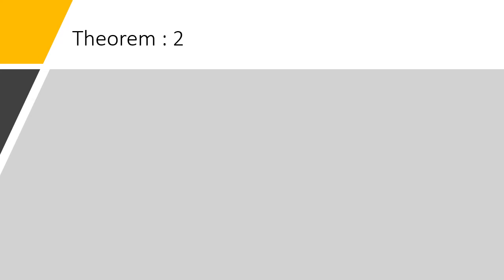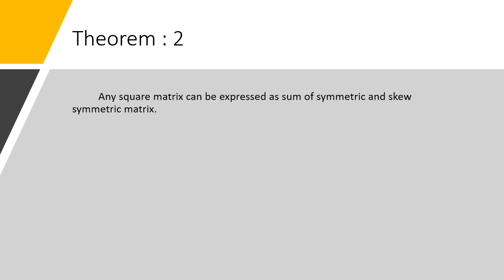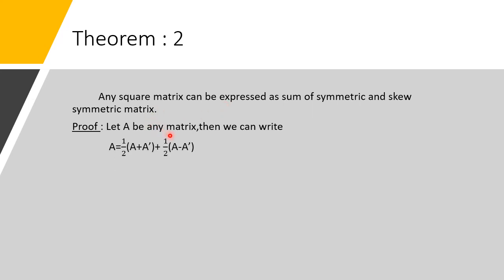So let me see theorem 2. Now what is theorem 2? Any square matrix can be represented or expressed as the sum of a symmetric and a skew symmetric matrix. Now it is very easy, students. Let me see the proof. Let A be any matrix, then you know that A plus A dash is a symmetric matrix and A minus A dash is a skew symmetric matrix. So how have we written A? Half of (A plus A dash) plus half of (A minus A dash). You can see A dash and minus A dash will cancel, and half plus half, that means A.